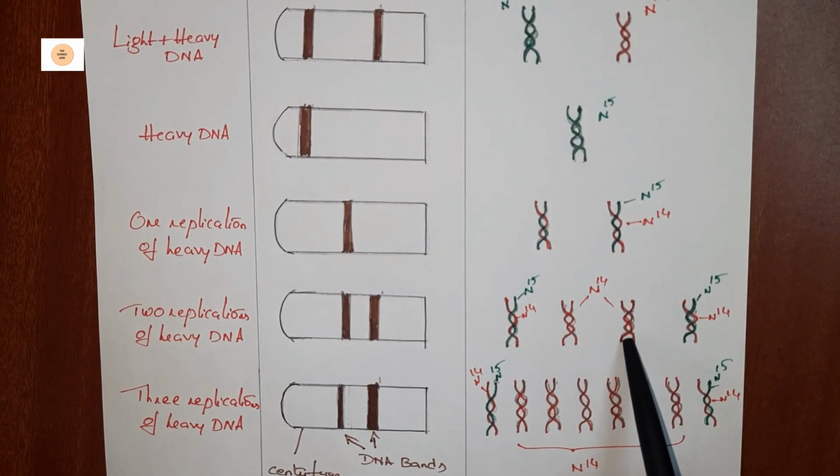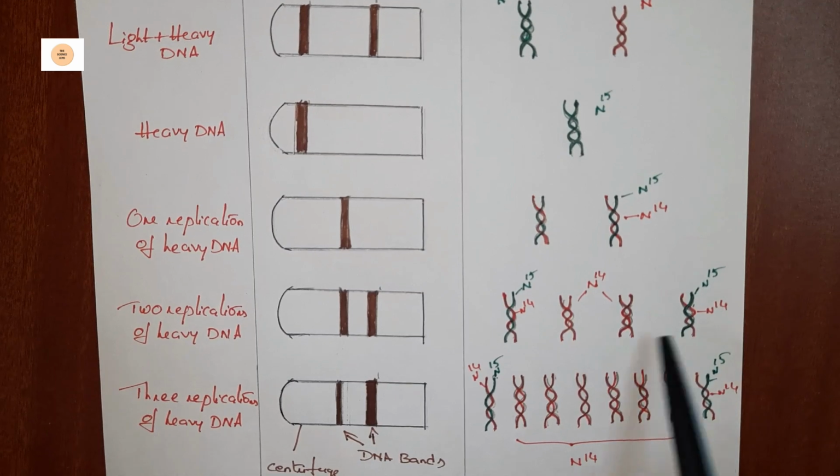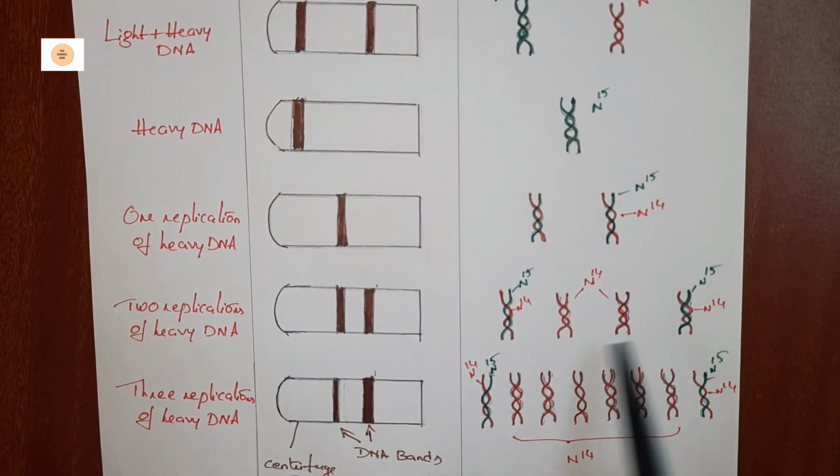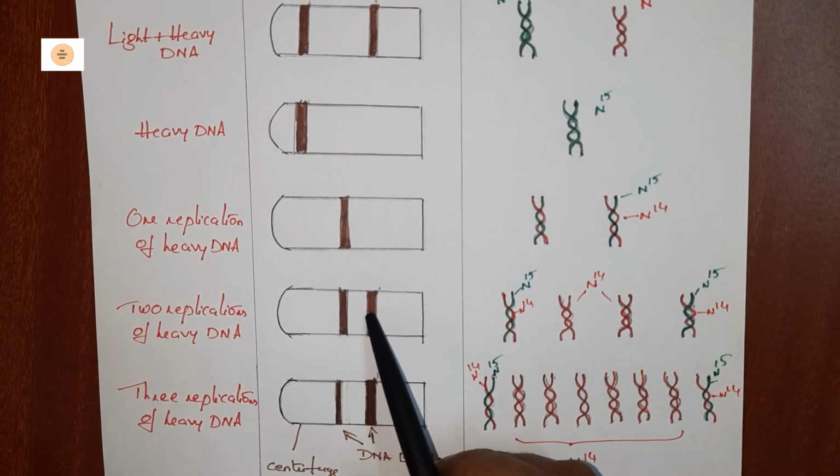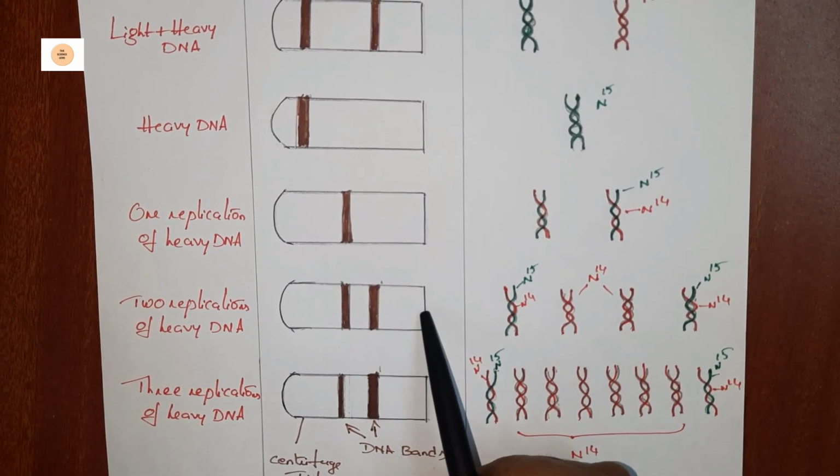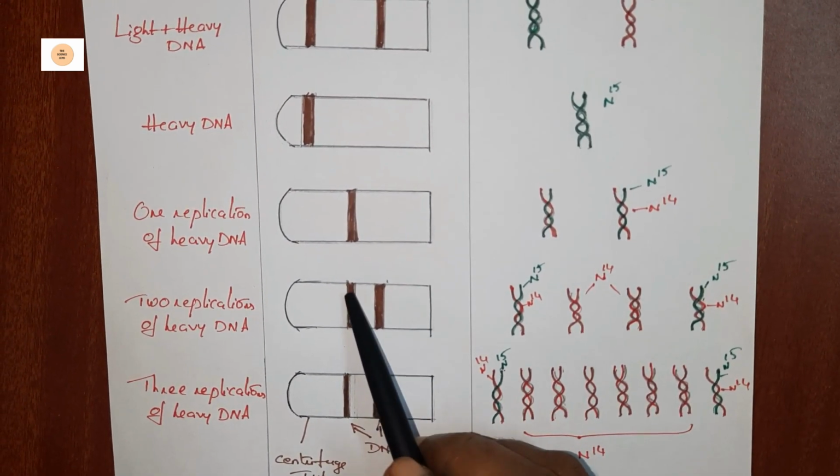So here, 2 light DNAs and 2 hybrid DNAs. So equal ratio 1:1, and hence we got equal size bands, one light DNA band towards the mouth of the test tube, one hybrid band at the center.